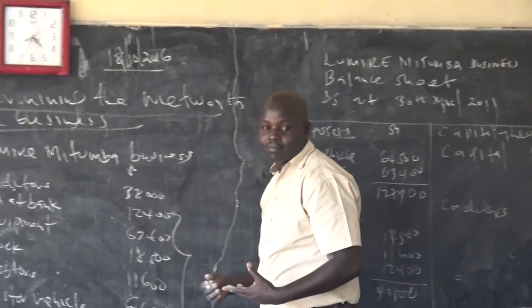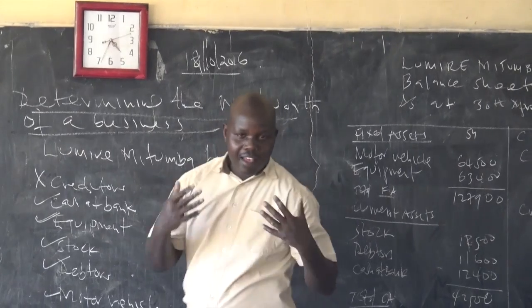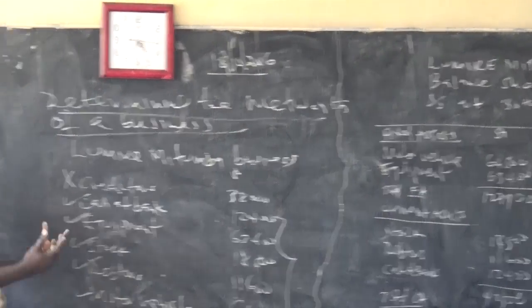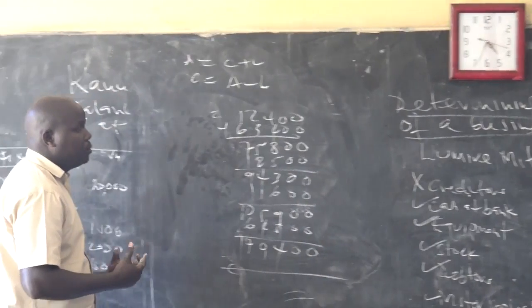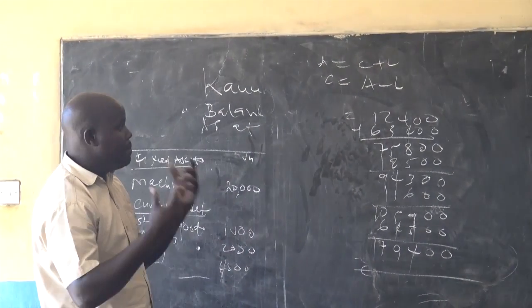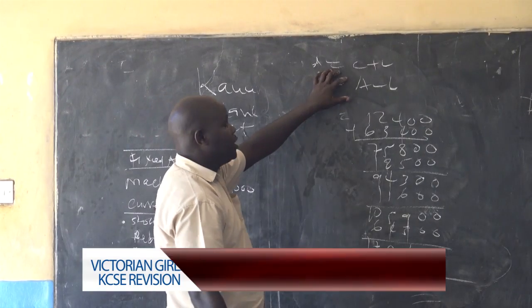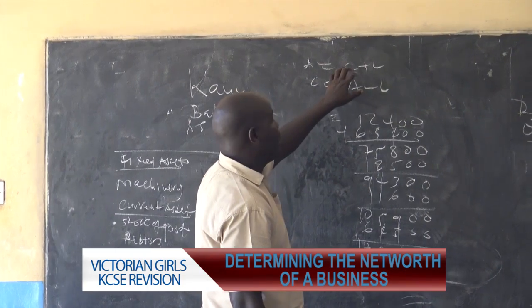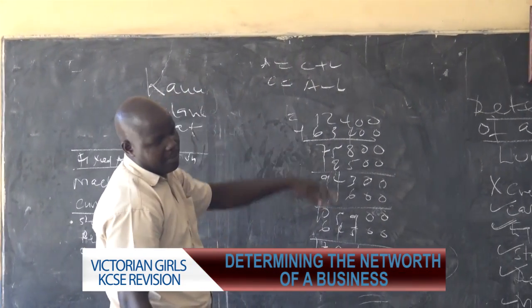Any question? Any question on this? So you see how to go about it, isn't it? Make sure you have this one. This equation: asset is supposed to equal capital plus liability.